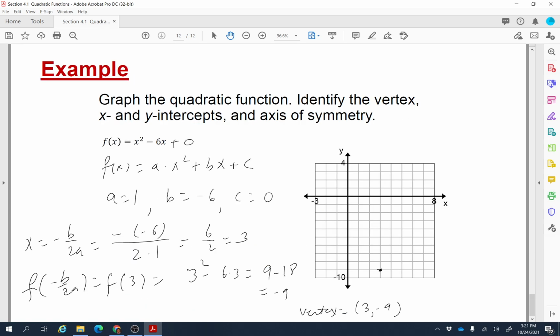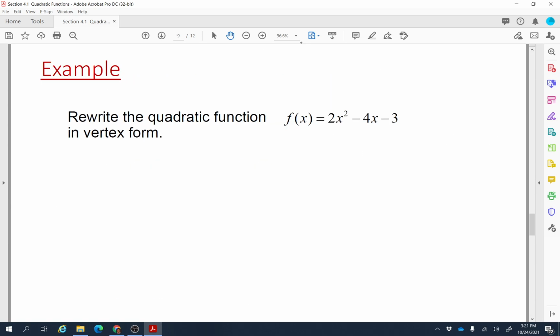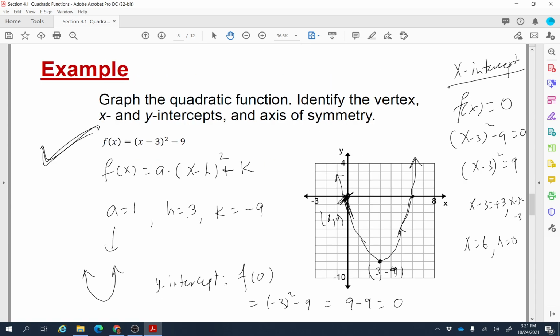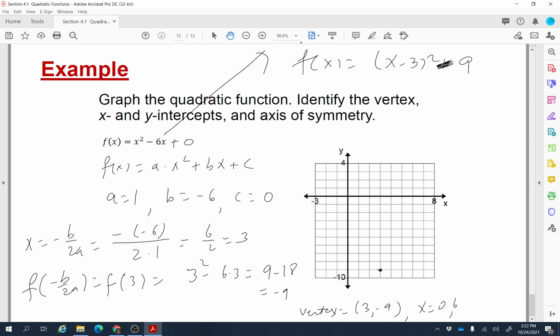So by using this vertex formula, we can find the vertex, and we can find the x-intercepts, which are 0 and 6, because this function is actually the same as (x minus 3) whole squared minus 9. This is the same as the one we already used, so we already know the x-intercept, the y-intercept, and the vertex. We'll be able to use that information one more time, and then we can just plot the graph.